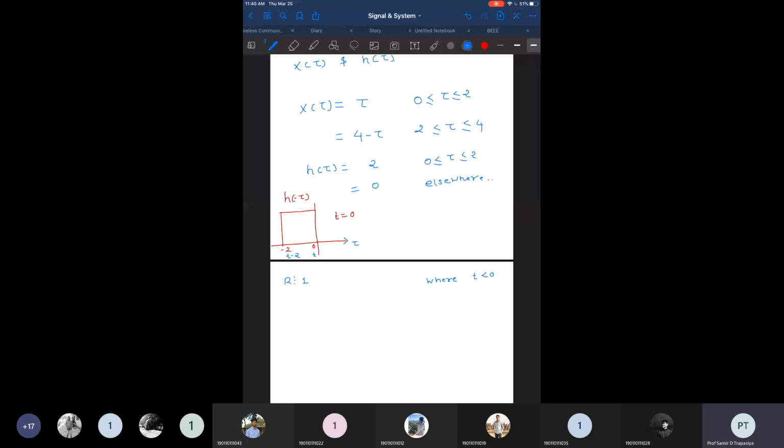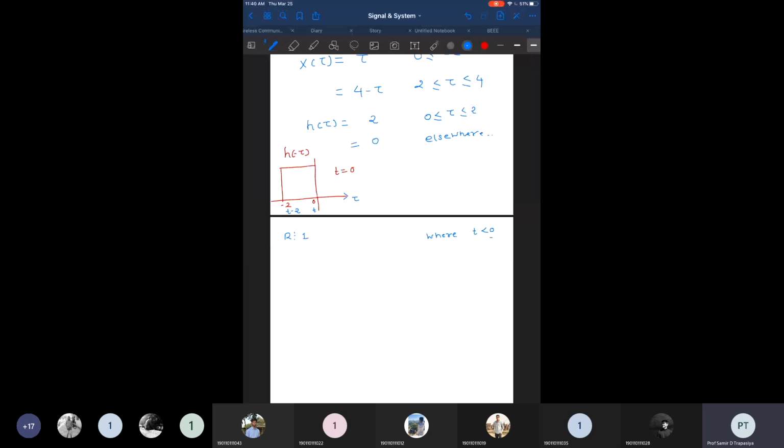But here we can start where t is less than 0, so we don't have overlapping. If there is no overlapping, the convolution function y of t is equal to 0. So we can say y of t is equal to 0 when there is no overlapping, and this is applicable for every t which is less than 0. Now we go for the next region, number 2.